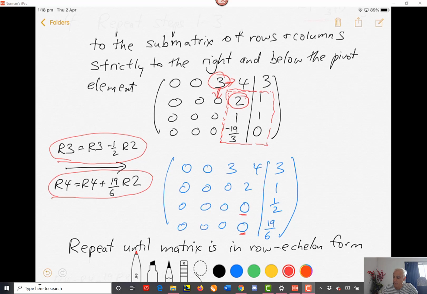But those 2 steps are also going to affect this last column. So we have to also compute these values over here. Okay, so how is the half obtained? The half is obtained by taking the 3 over here and subtracting 1/2 of the 1. That's how we get the half over here. And the 19 over 6, that's obtained by taking our 4 value over here and adding 19 over 6 times the R2 value.